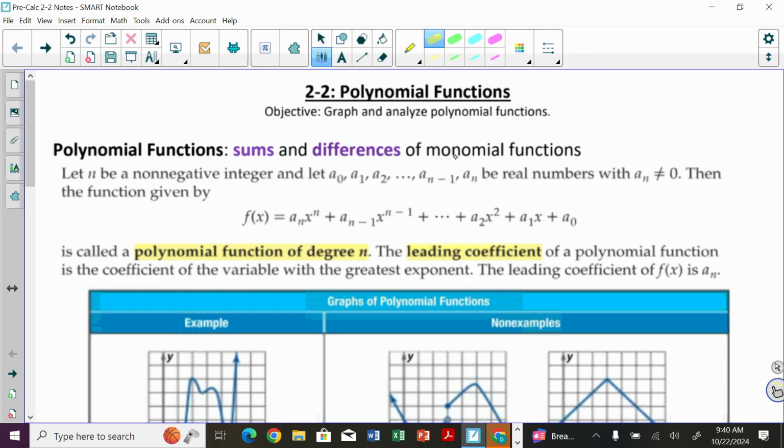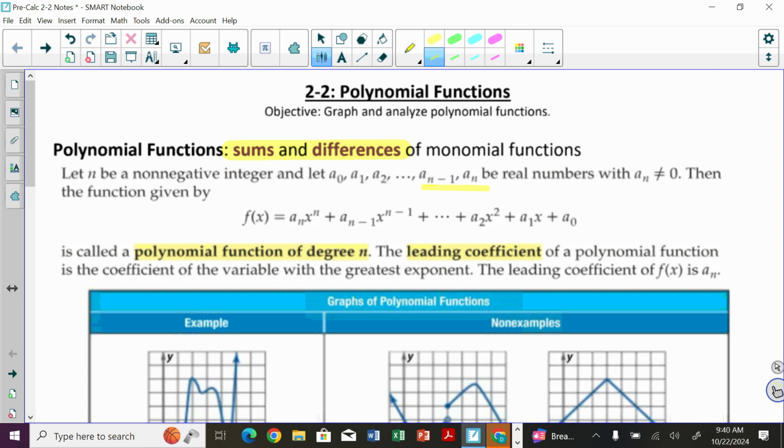So if we take a look here at what a polynomial function is, these are the sums and differences of monomial functions. Now the next section is going to have a bunch of jargon. If n is a non-negative integer, let a sub 0, a sub 1, a sub 2, all the way down to a sub n minus 1, and a sub n being the last terms in a sequence or a series. If they're all real numbers and the first one can't be equal to 0, then we can give this function here.